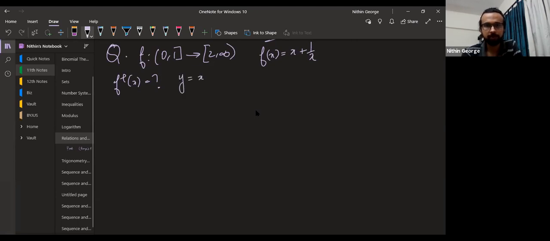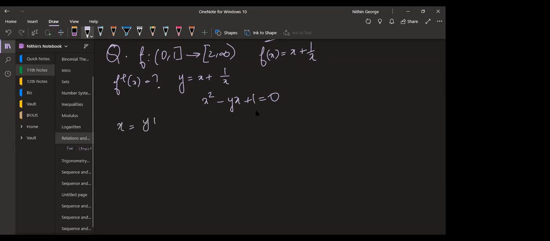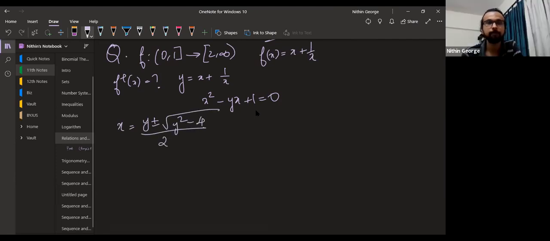What do you do here? You write the function down, y equal to x plus 1 by x, and then rewrite it as x square minus yx plus 1 equal to 0. Now, what's the next objective? Write x in terms of y. x becomes minus b plus or minus root b square minus 4ac by 2a. So I'm getting two functions here. One is y plus root y square minus 4 by 2. The other is y minus root y square minus 4 by 2.